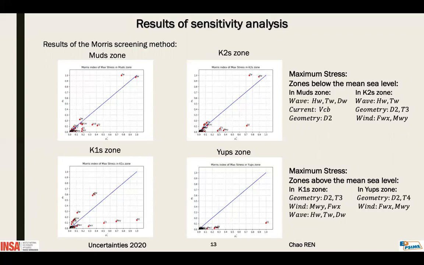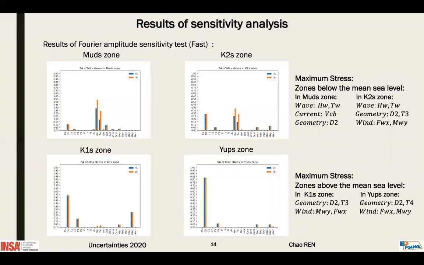And for the zones above the mean sea level, like the K1S zone and the Y-up zone, the geometry parameters like diameter, thickness, and the wind load have more influence. It's clear in the Y-up zone. And for the Fourier amplitude sensitivity test, considering maximum stress, the same result can be observed. In the zone below the mean sea level, the wave parameters have more influence, and in the zone above the mean sea level, the geometry parameters and the wind load have more influence.